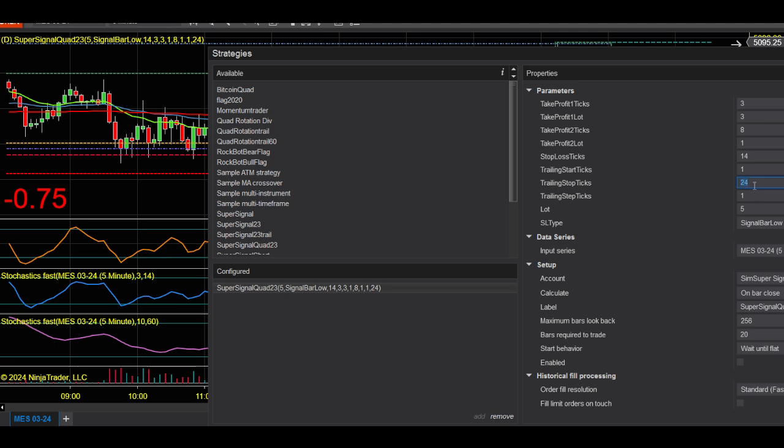So I'm not going to give such a big stop. We're going to put that as 12. I'm going to just keep that as 14. We'll keep this as, well, I did have it at 3, but we'll keep it at 12.